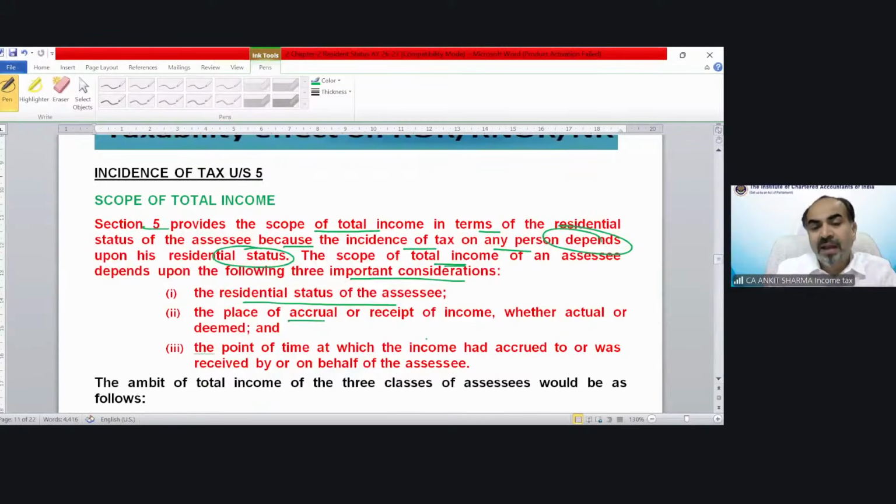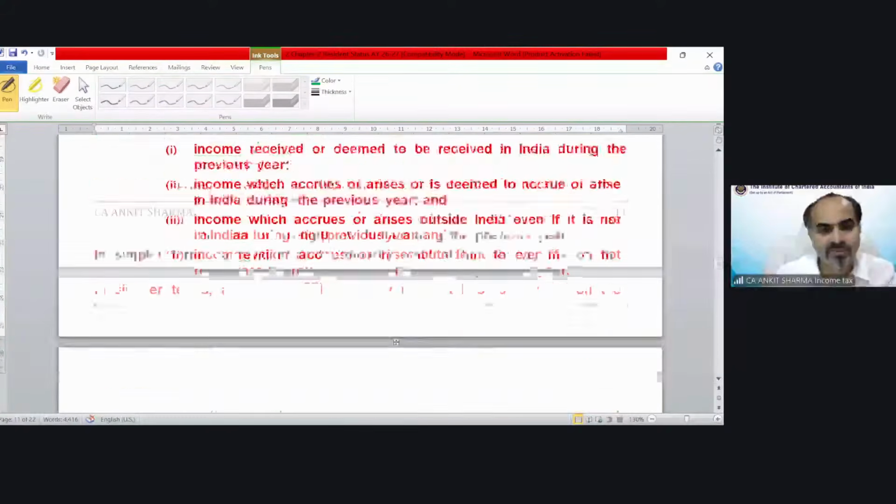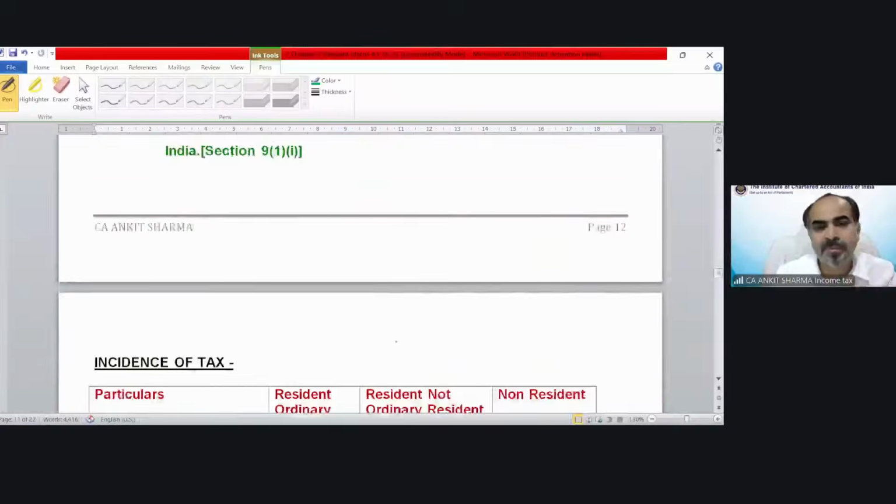The place of accrual or receipt of income, where that income accrues, whether actual or deemed, and the point of time at which the income had accrued to or was received by or on behalf of the assessee. So these three factors affect the taxability of an income: your status, the place of accrual, and the time of accrual or the time of receipt of that income. How it impacts your taxability, that we are going to discuss one by one with the help of a diagram I have prepared for you.